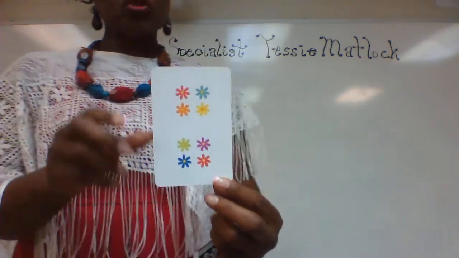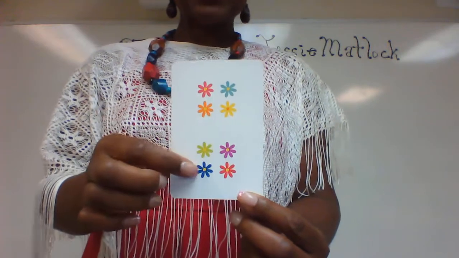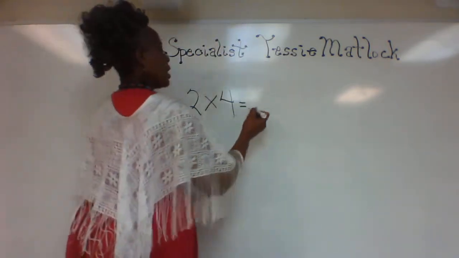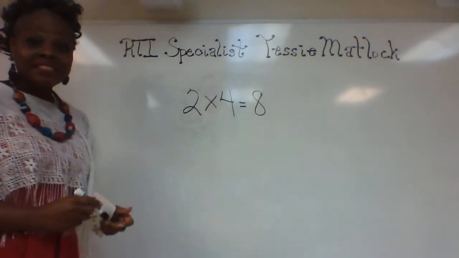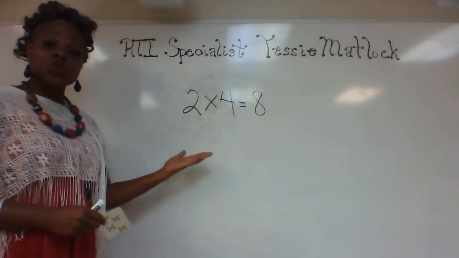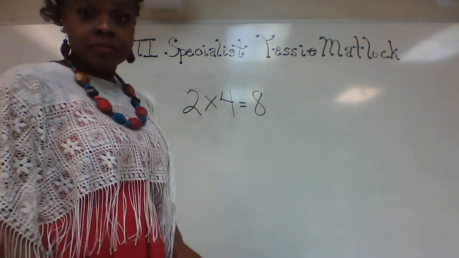Well, let's count by 2's. 2, 4, 6, 8. Good job. 2 times 4 is 8. Excellent. Now let's change this into a division problem. Which number will go first?